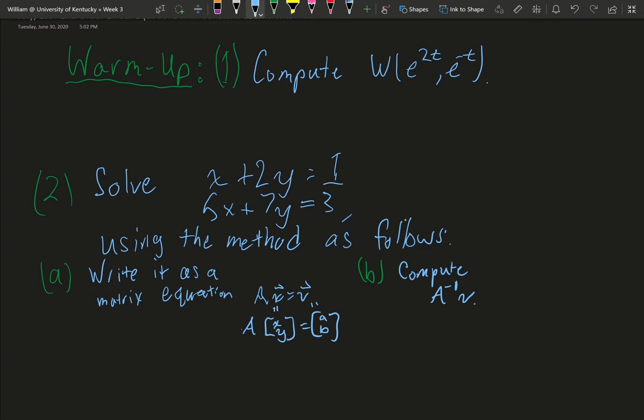Note sort of what I mean down here. So, by writing it as a matrix equation, you should have A is a 2 by 2 matrix, X is just the vector (x, y), and V is some values of a and b that depend on the problem that you need to figure out.